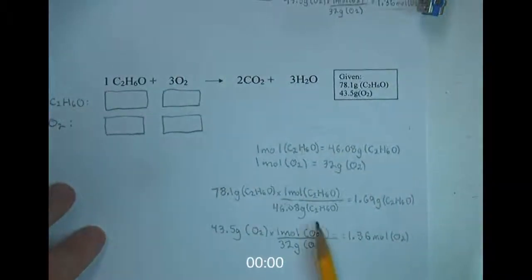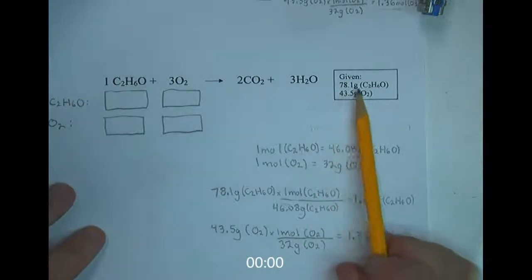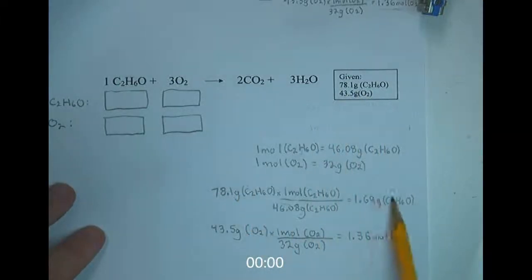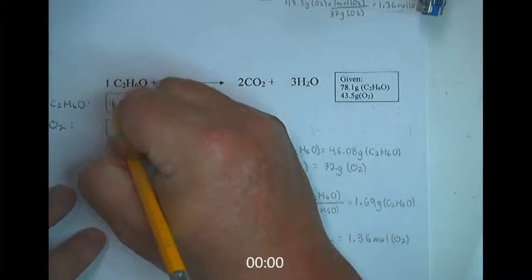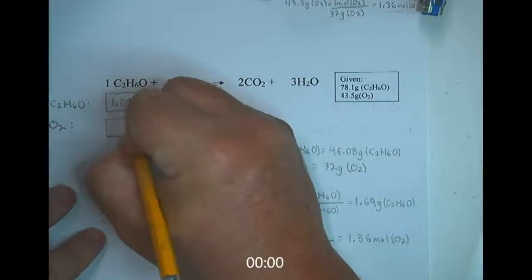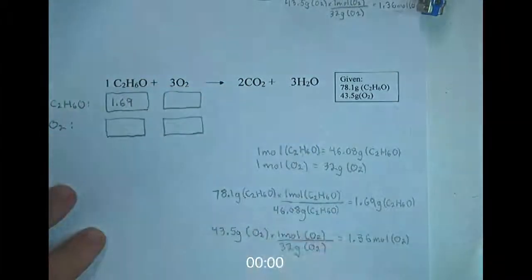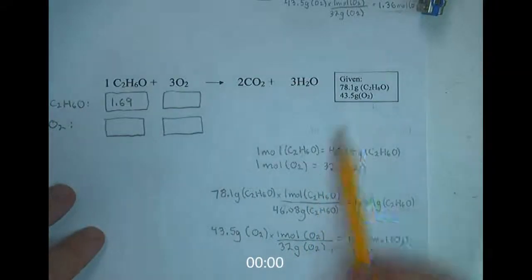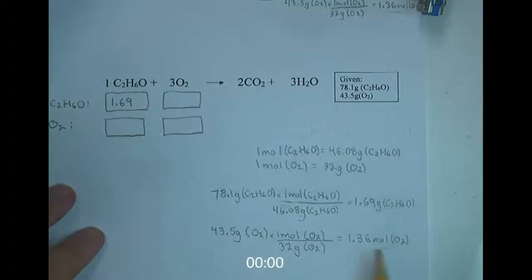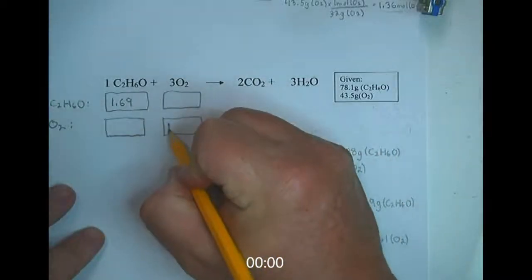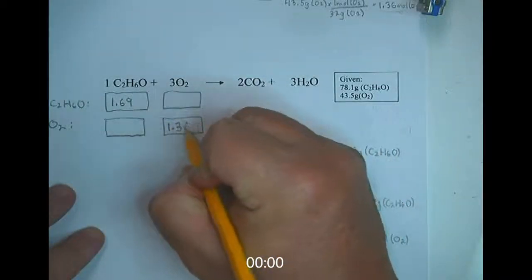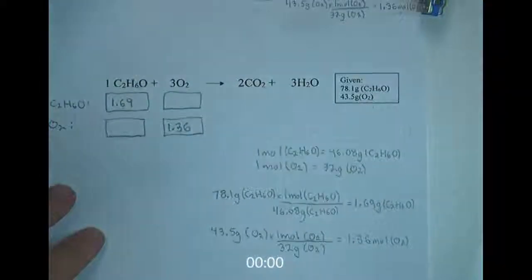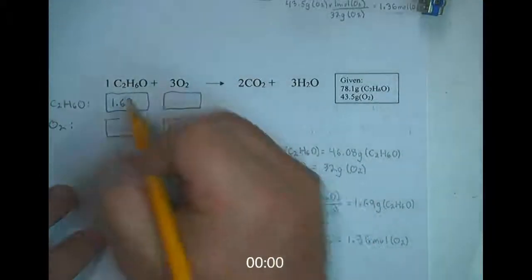Okay, I've already done the conversions. We were given 78.1 grams of ethanol, and we convert that to moles, and we get 1.69. So we put that in the ethanol column and in the all ethanol row. Oxygen, did the conversion from 43.5 grams, you get 1.36 moles of O2, so that's in the oxygen column and in the all oxygen row. Circle those because those are actual givens. We were actually given that much. Now we figure out the other two.